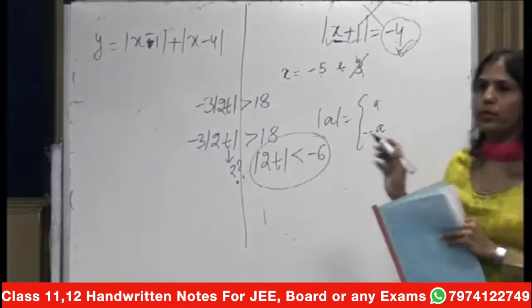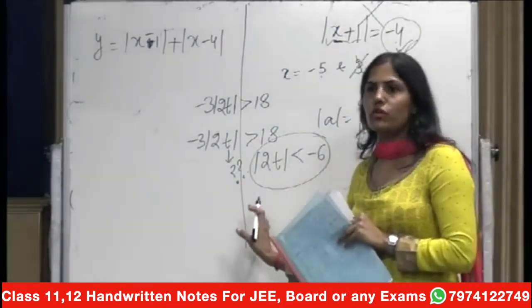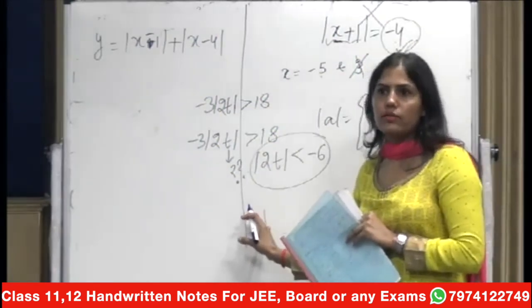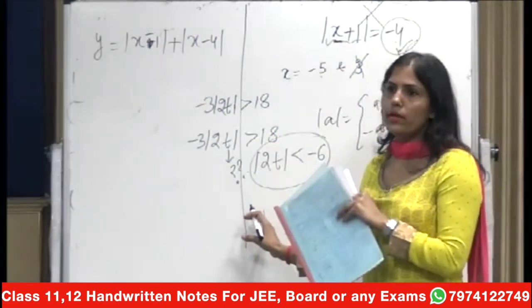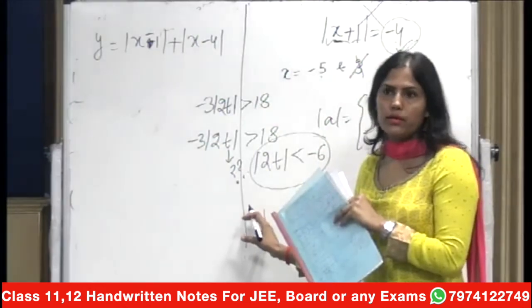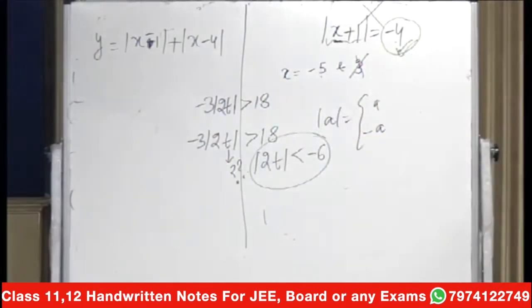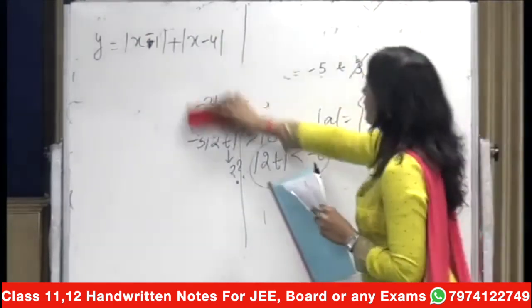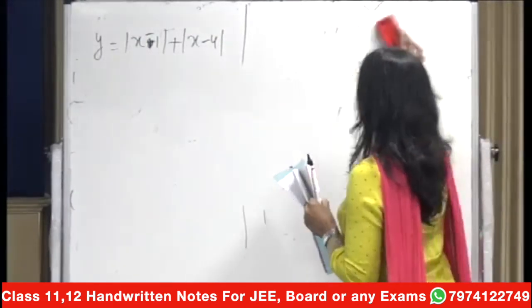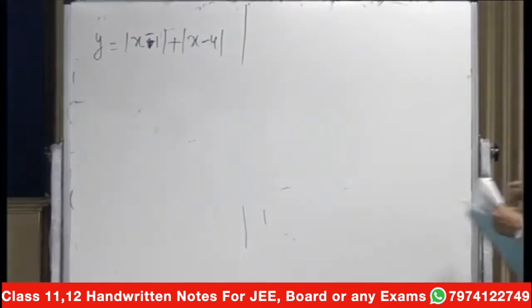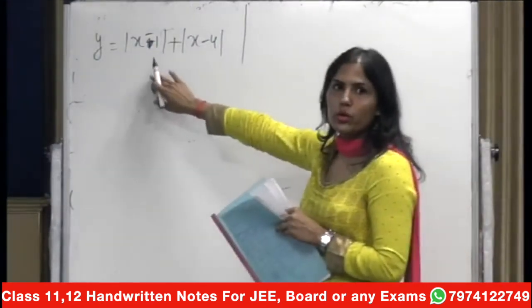Any of the properties you are not applying. You are applying the logic of the modulus function. The definition of the modulus function you are applying. Nothing else you are doing. There is no property that you are applying here. Is it fine? So now I want to draw the graph of this function. How will the graph of this function look like?